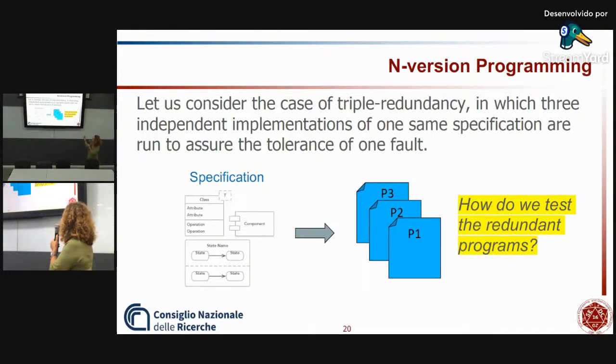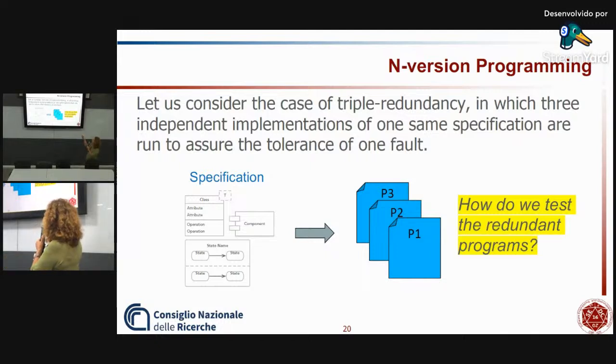redundant programs. So in N-version programming, the concept is that we use multiple programs that are supposed to develop the same functionality as redundant copies to ensure that the system is tolerant to failure. This is applied in airplanes, for instance, energy systems, so systems where you cannot afford to have failure.